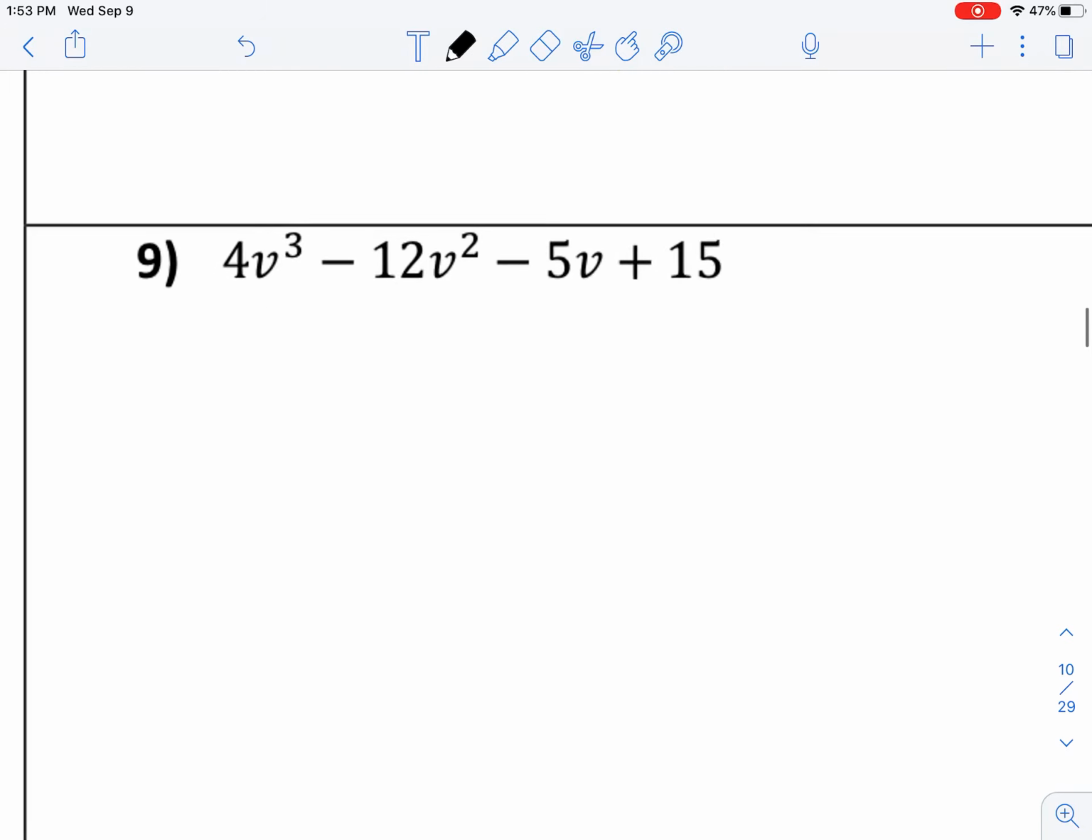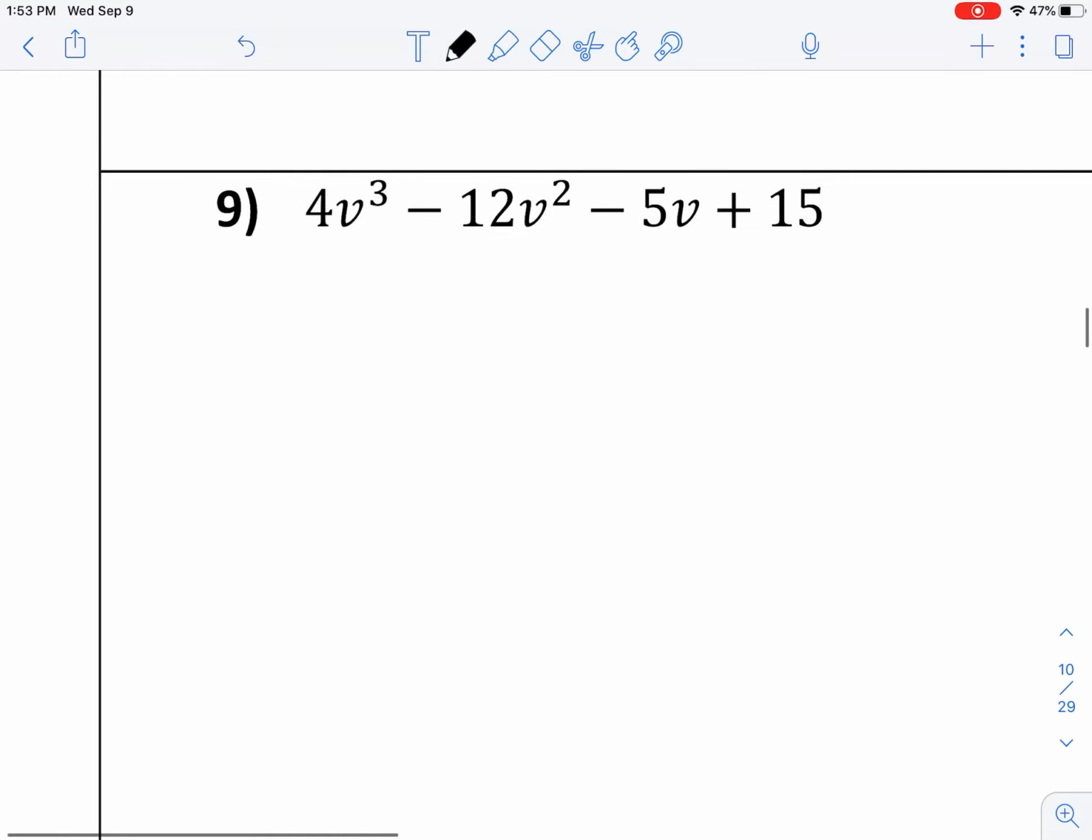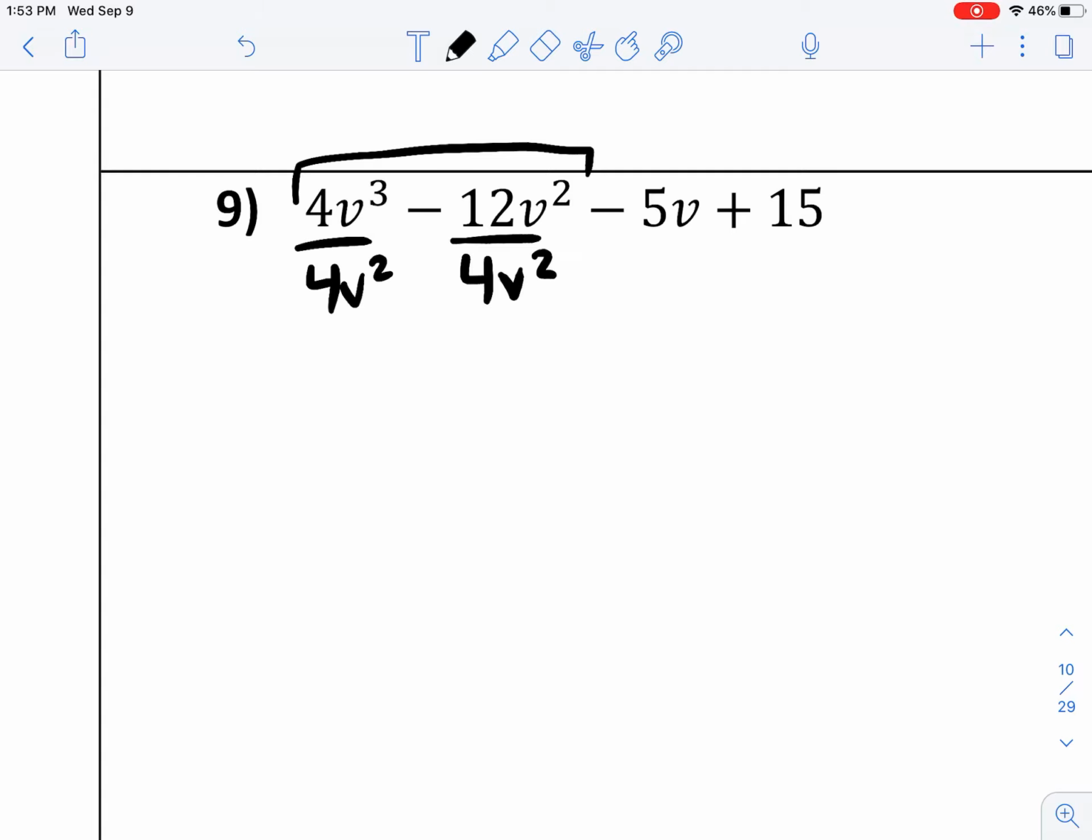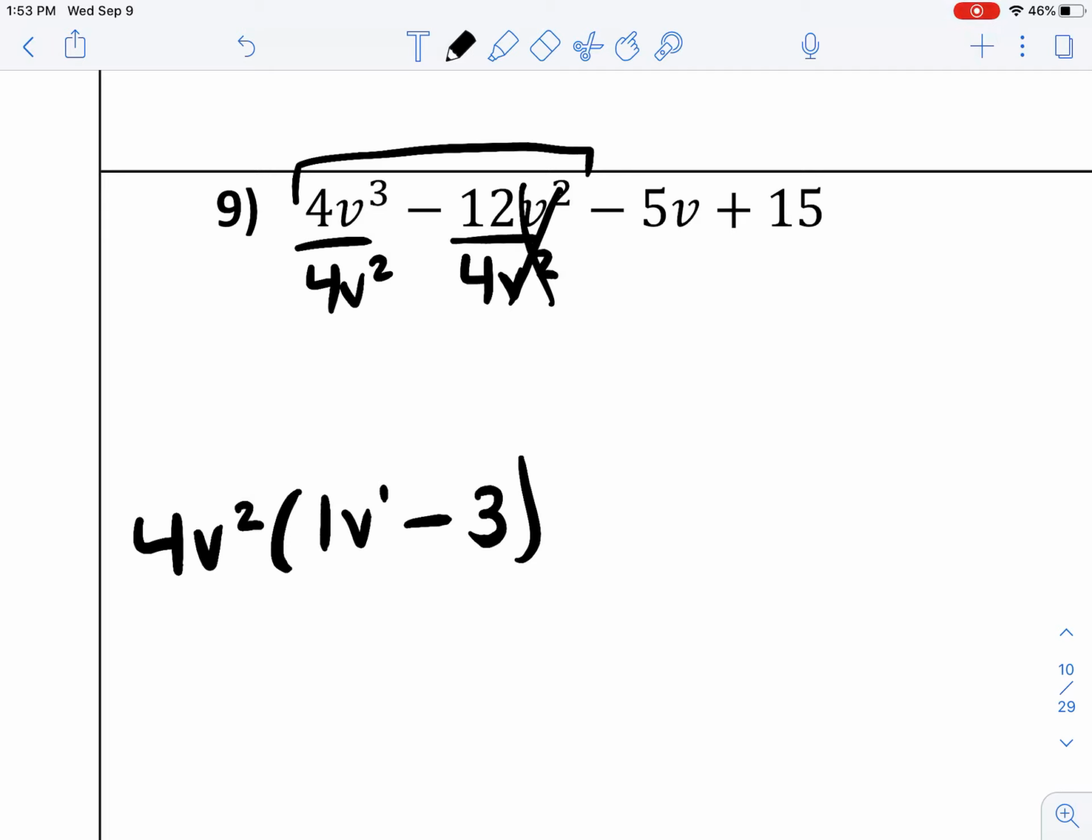Four more questions. Number 9. GCF of 4 and 12 is 4, and the smaller of the two exponents is squared, so I'm dividing by 4v squared. 4 divided by 4 is 1. V to the third divided by v squared is v to the first, minus 12 divided by 4 is 3, and my v squareds cancel. Bring down the minus sign in between the two groups.